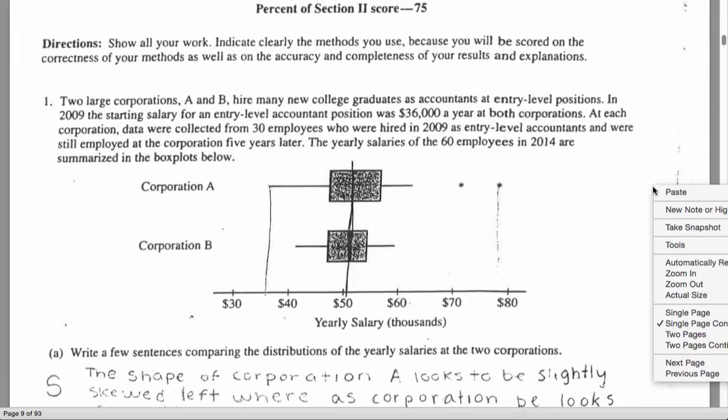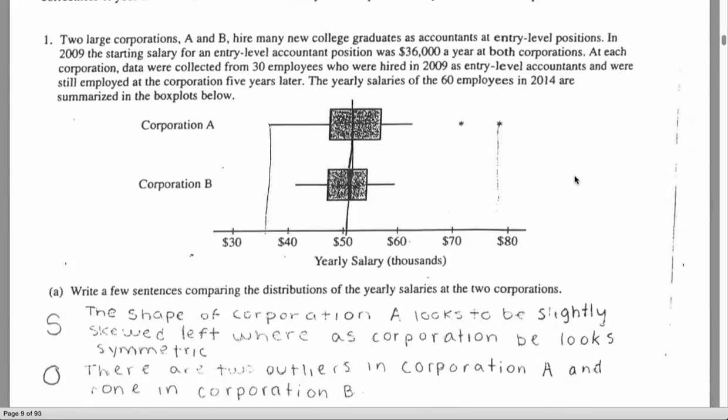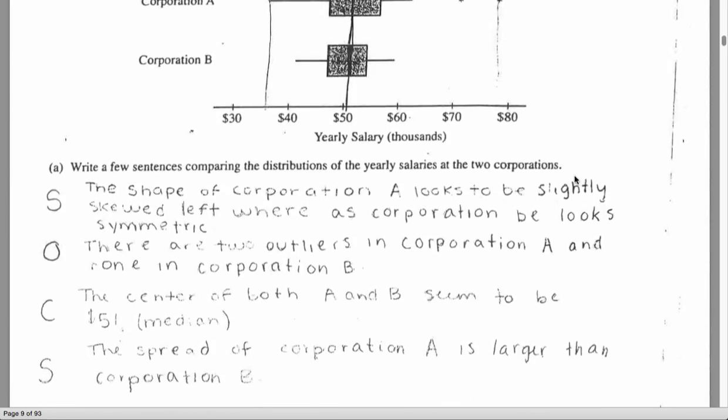Student E, in their explanation of the comparison, did in fact write sentences. Now they did talk about shape, so we are just going to disregard this completely because we can't tell fully what the shape is. And then for outliers, they did say there's 2 in A and there's none in B, so they get credit for outliers. They get credit for comparing the centers, and they get credit for comparing the spreads.